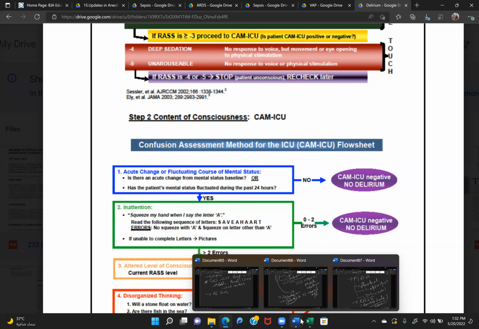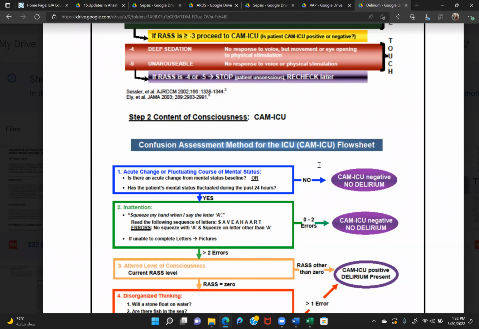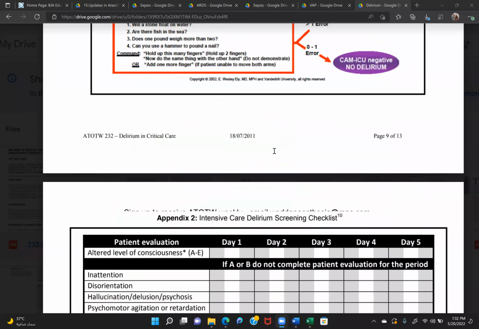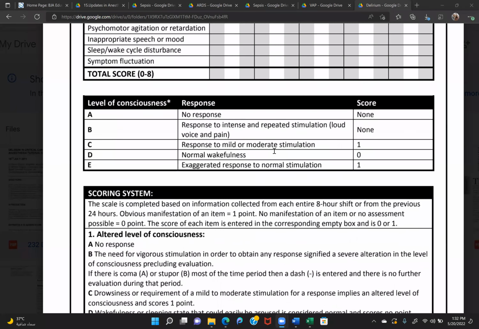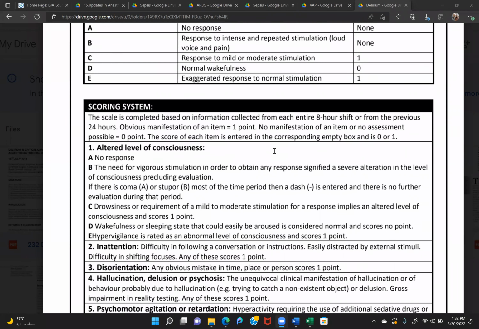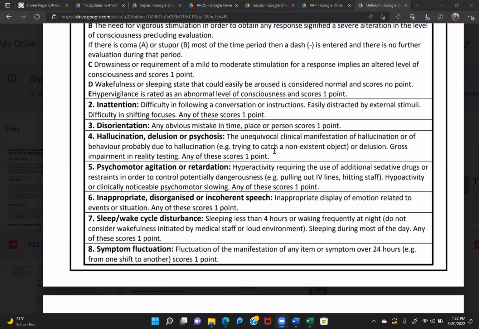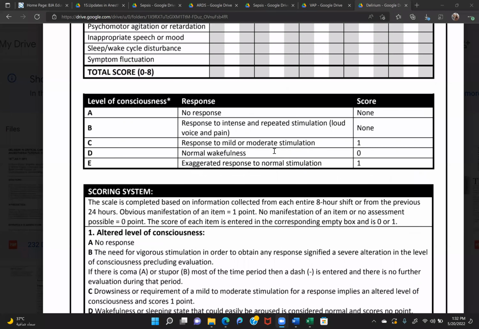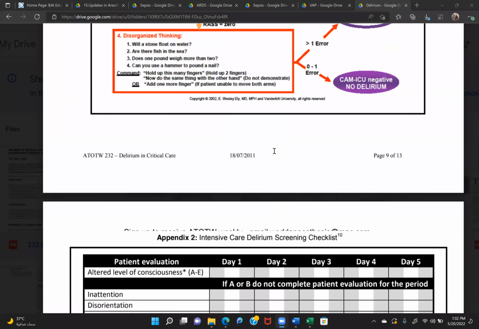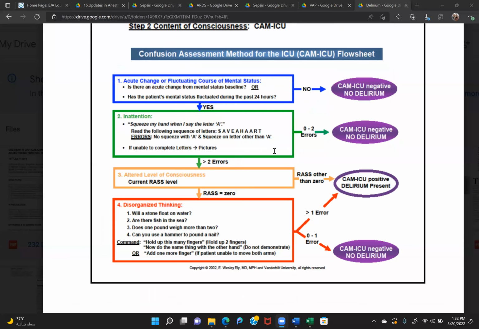0 is patient alert and calm, and at -1 the patient is slightly drowsy but responding to verbal stimulus and opens the eyes for more than 10 seconds. If we talk about -2, the patient is moderately sedated. And if you want, I can go into that detail. Otherwise, there is -1, -2, -3, and -4. Yes, I have to cover a lot of things, so I am just giving a baseline idea.